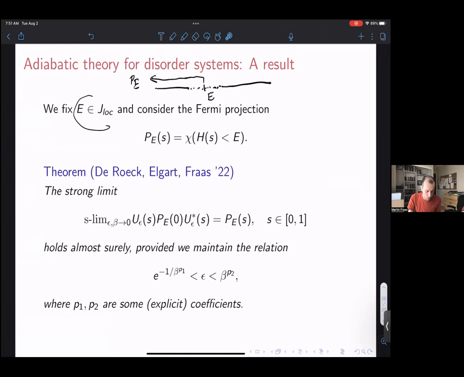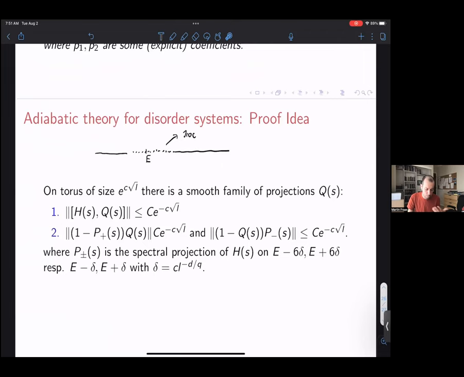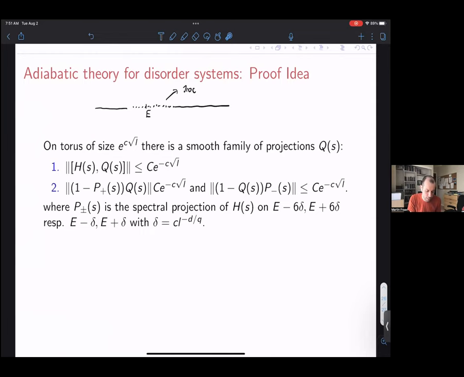So this is the result, but I think actually the real punchline of this talk is the idea of the proof, how one gets this. So what is the idea of the proof?